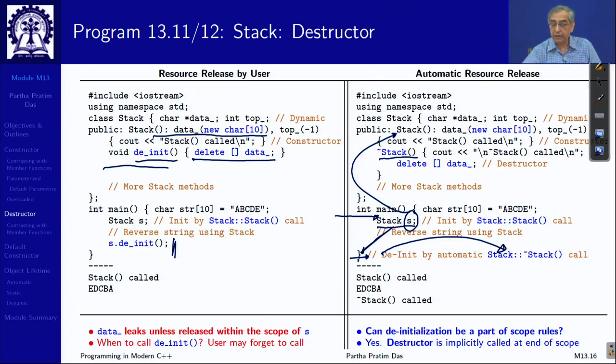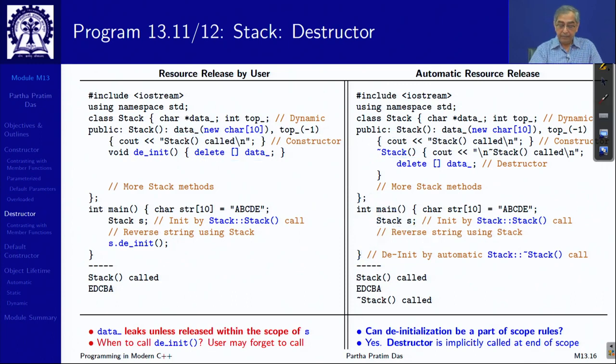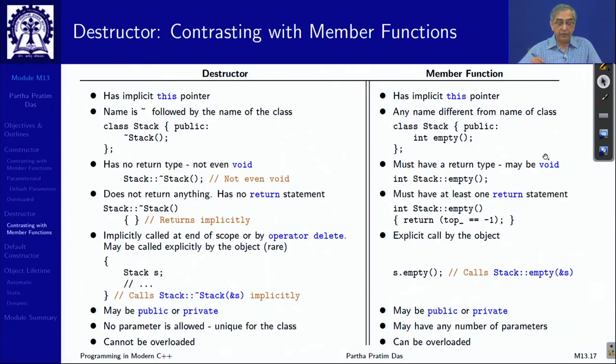Absolutely clean solution. You have to do nothing other than just declaring that you are using a stack S, and then go and use it. The compiler has automatically constructed, the compiler will automatically destruct. Beautiful solution. So if you just want to compare with the common member functions, the destructor has a this pointer because the object is existing. The name is, as I said, tilde followed by the class name. For member functions you do not have that.